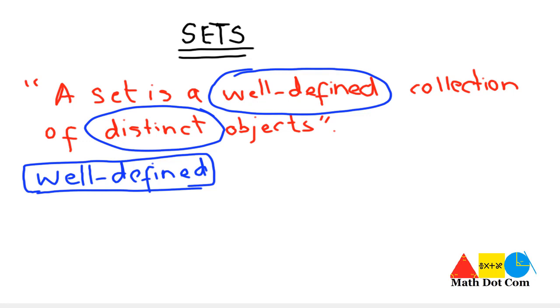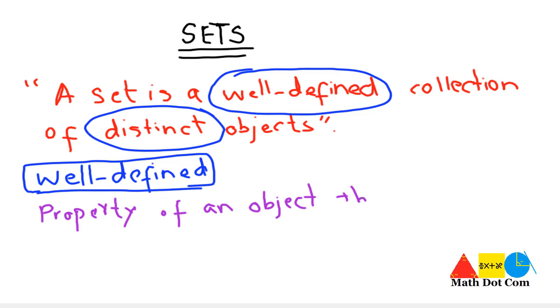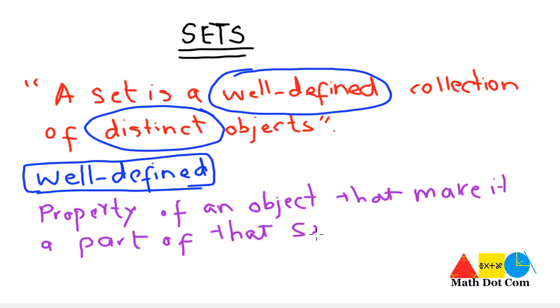Well-defined basically refers to the property of an object that makes it a part of that set. Basically, well-defined means that the object that is going to be defined should have some property that makes it a part of that specific set of which we are going to make it a part. You will clearly understand the concept by means of an example.